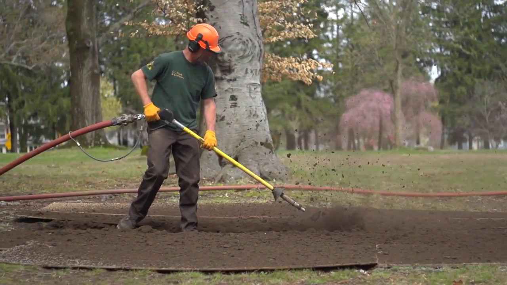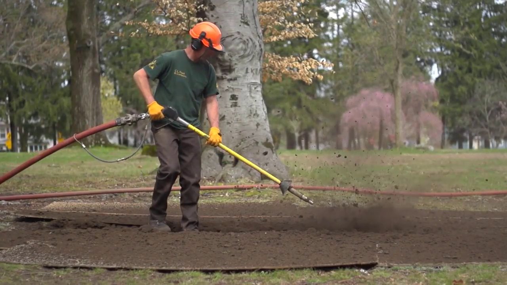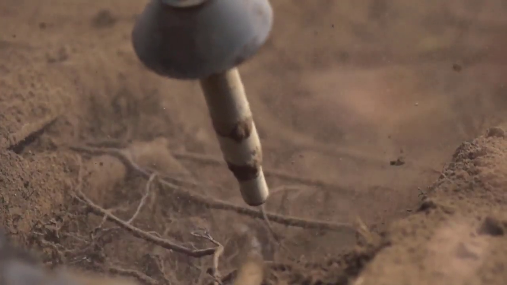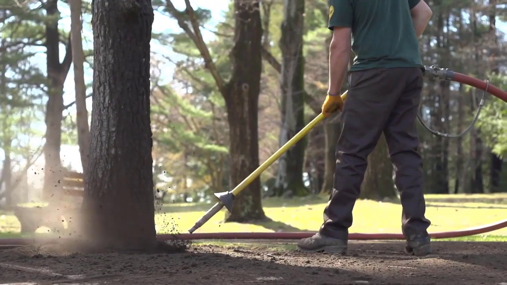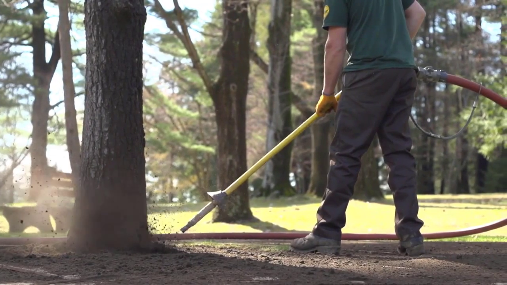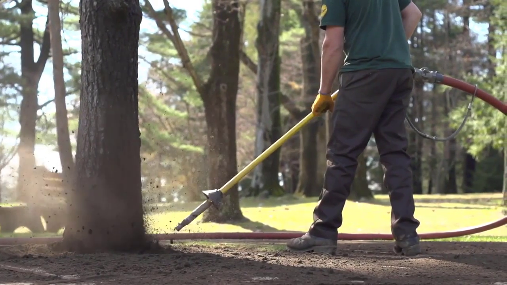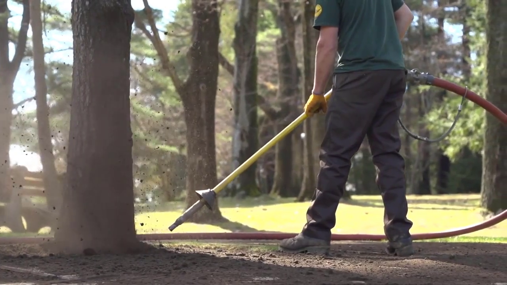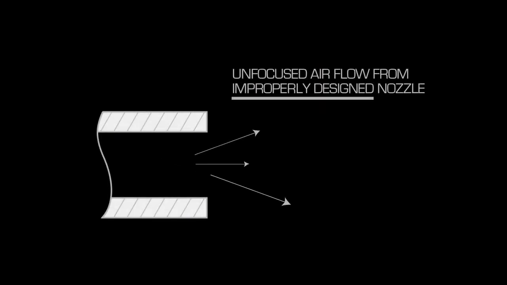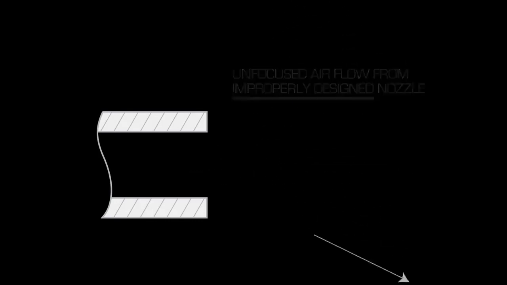AirSpade's patented supersonic nozzle turns compressed air into a high-speed, laser-like jet, moving at twice the speed of sound. All of the energy and momentum of air moving at 1,200 miles per hour is focused onto the soil, dislodging it in a fraction of a second. Improperly designed nozzles or homemade open pipes do a substandard job of soil excavation, as the air exiting these devices dissipates in an unfocused, ineffective manner.